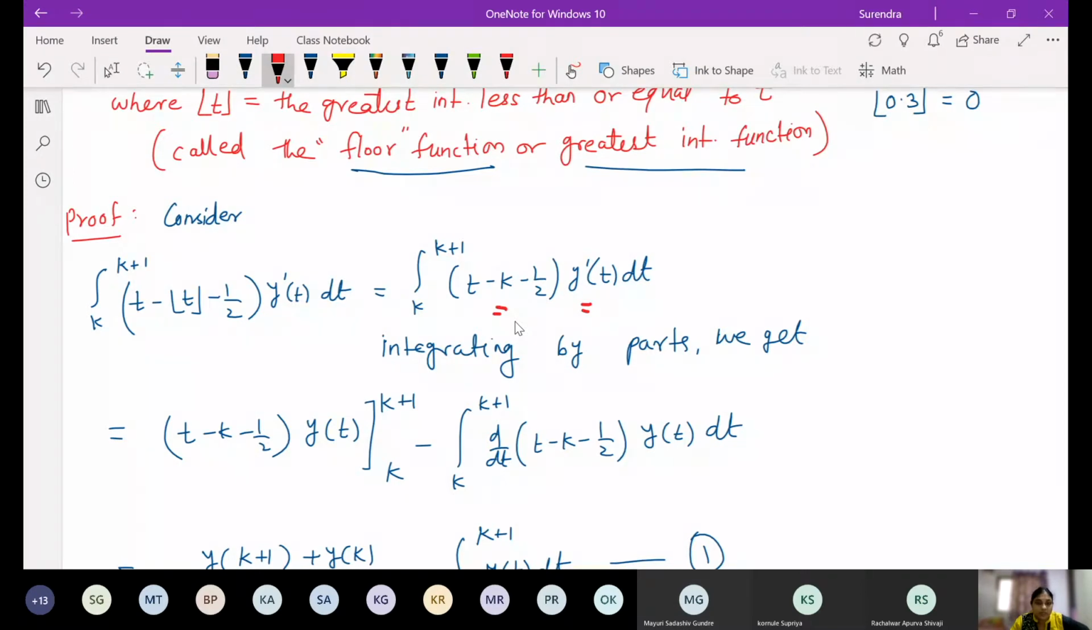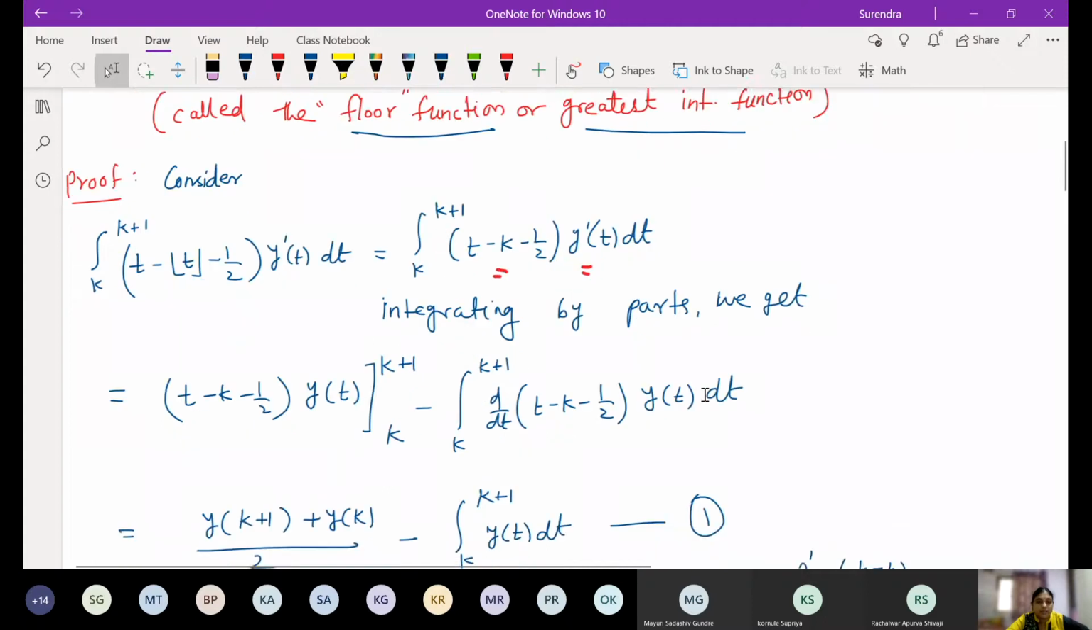So what is integration by parts? First function as it is into integration of second function. So integration of y dash of t is y(t), and limits will be k to k plus 1, minus integration from k to k plus 1 of the derivative of the first function, d by dt of the first function, into the integration of the second function, y(t) dt. That is integration by parts. I just applied the formula.